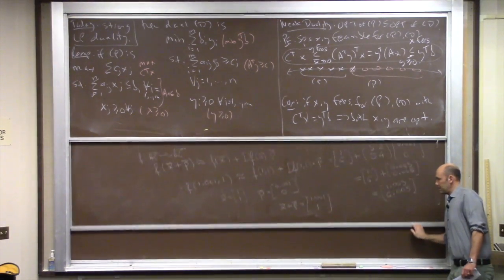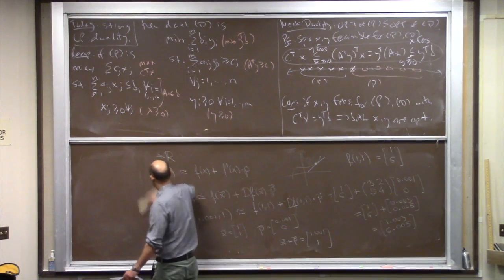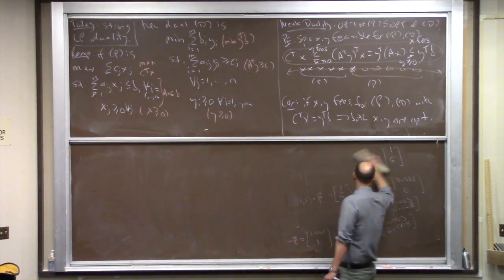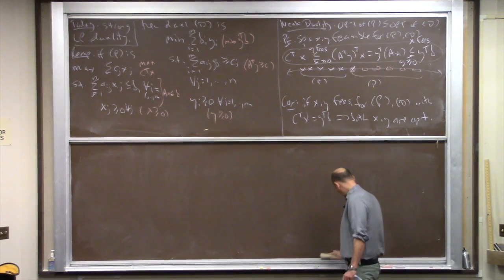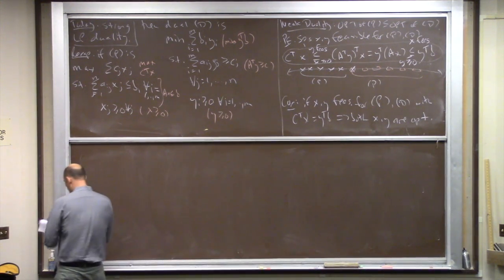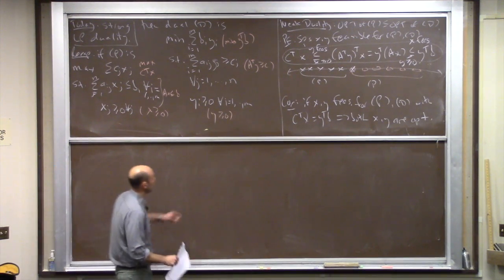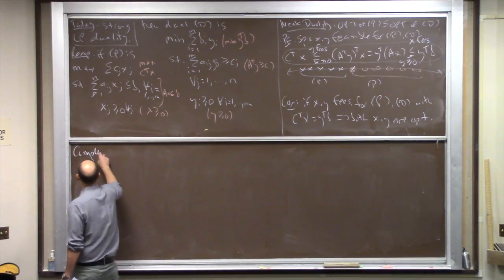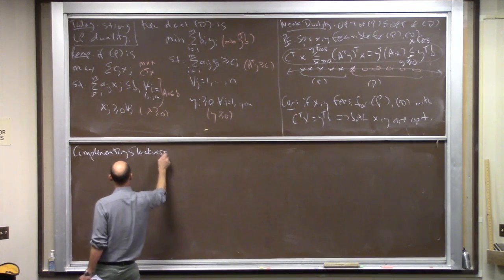And then the last thing that I left you with on Thursday was complementary slackness conditions. So let me remind you about those and also explain why they're true, or why they're a sufficient condition for optimality. So complementary slackness, this is sort of a corollary of that corollary. So the complementary slackness conditions.